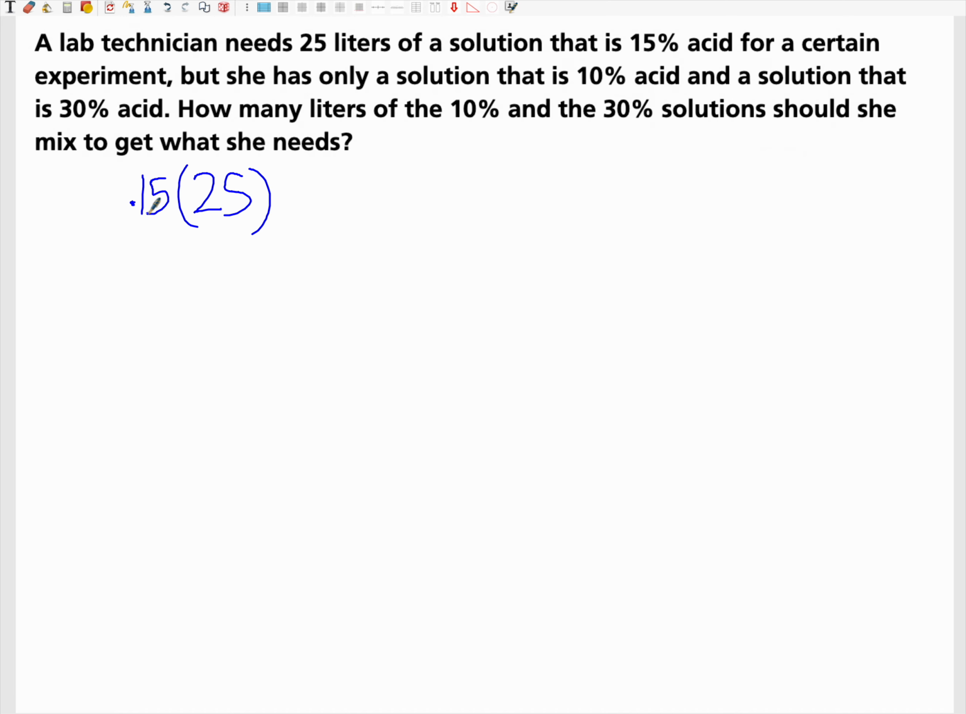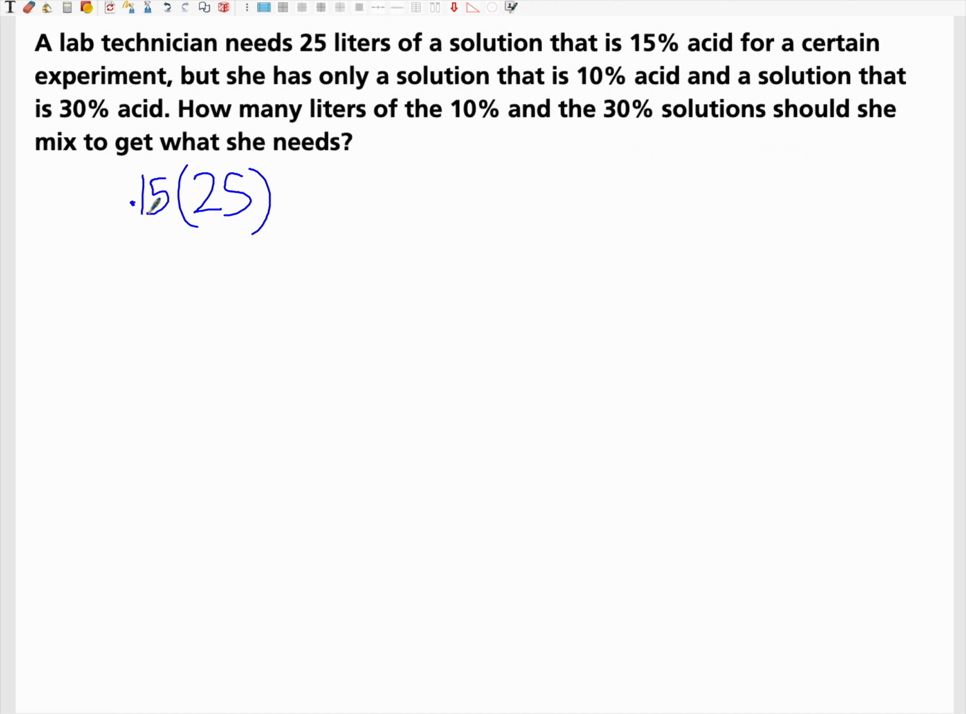Okay. Why'd you multiply it? Well, because if she has 25 total liters and 15% is acid, then you would take the 25 times 15%, which is 0.15. That would tell you how much actual acid there is. Wow. Okay. If I had 25 pounds of candy and 15% of it was Skittles, you would take the 25 pounds and multiply by 0.15, okay? So, 25 liters of solution, 15% is acid.